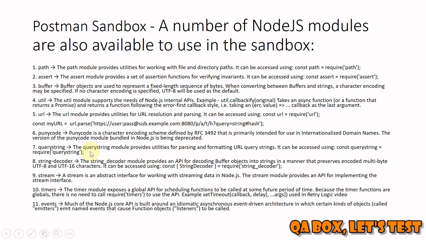Query string, I'm going to make use of that in my next video. Basically, this module provides utilities for parsing and formatting URL query strings. So we have some parsing available for URLs, now specifically for the query string if you want to do any parsing and formatting, right? Stream is an abstract interface for working with streaming data in Node.js, if you may require it at some point of time. Timer, we have already used that in our retry logic video in the series, and there I used setTimeout. It is offered by this particular module, right? And events is also there.